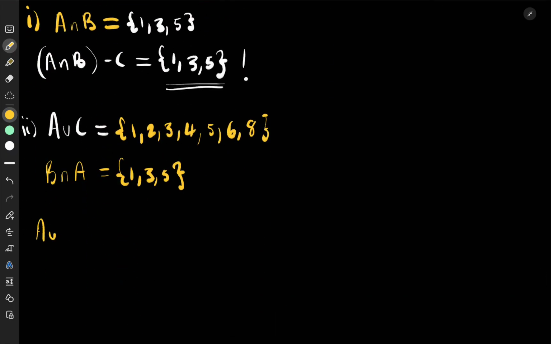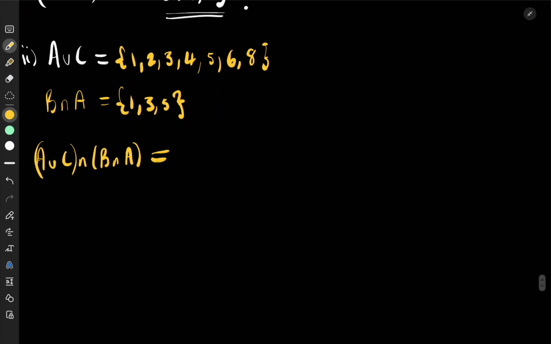Now we can find (A union C) intersection (B intersection A). We can get this now. Okay, because we are now getting the intersection of these two, A union C and B intersection A. We always get the things in brackets first. Then we can see the symbol that relates them. So in here, we want to see what is in A union C and also in B intersection A.